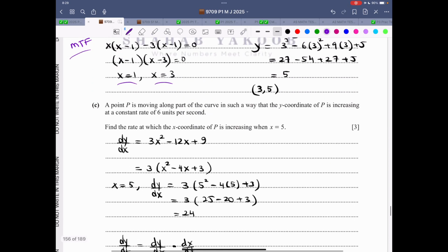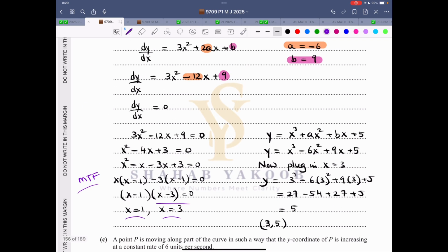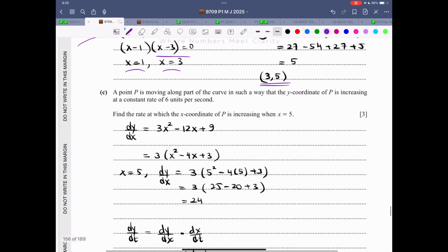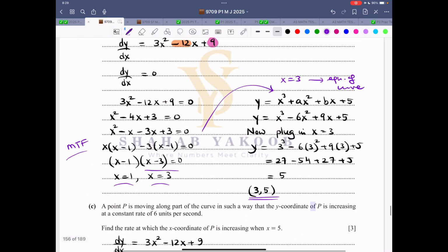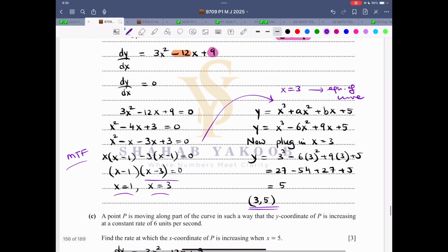So which other point are we talking about? We are talking about this particular point. Now plug this value of x, x is equal to 3, into the equation of the curve. And we find the value of y. And once we find the value of y, that's right over here. And then also we need this thing. That is the equation of the curve that is given. And what are they asking for? Coordinates of the other stationary point.